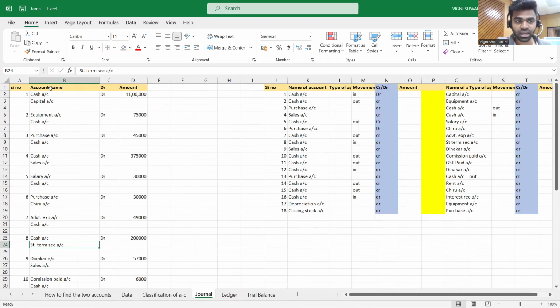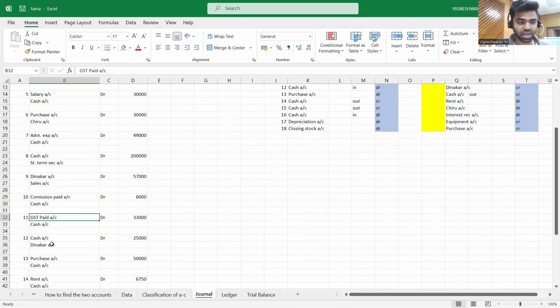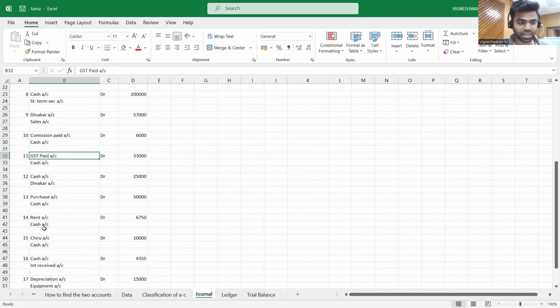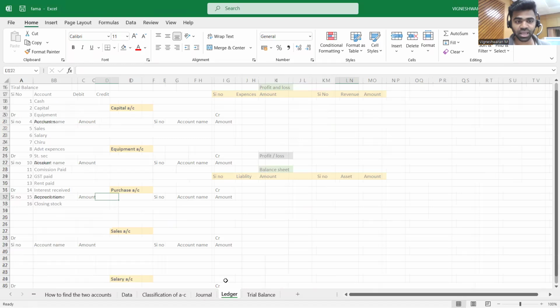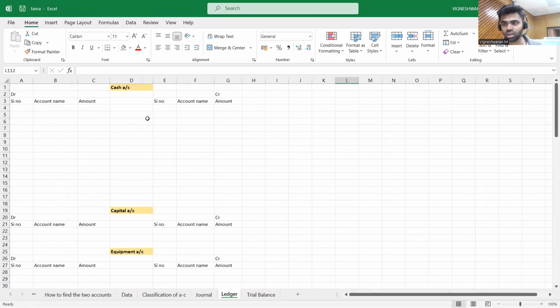In the journal, we will have this account name column, right? In this account name column, we have to find the unique account names. Cash, capital, equipment. Cash is already repeated, so don't take it. Then purchase, sales, advertisement expense, short-term securities, commission paid, GST paid, rent account, then interest received, depreciation. So there will be 16 different accounts. I am making 16 different tables for all the accounts.